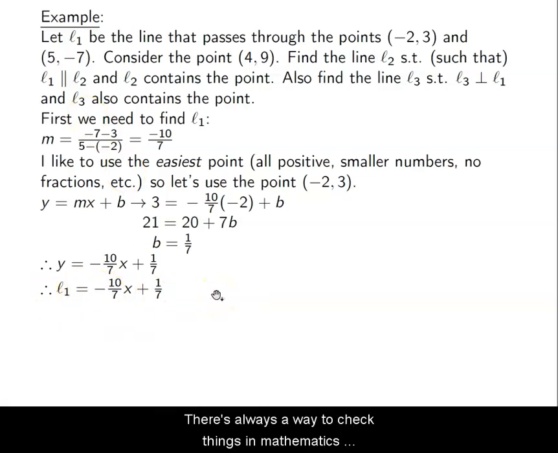There's always a way to check things in mathematics. How can I check this? Well, 2 ways. I can plug in -2, 3 and see if it works. Or plug in 5, -7, and it should also work, okay? Because both of these points lie on this line. You can always check your work in this class, right?